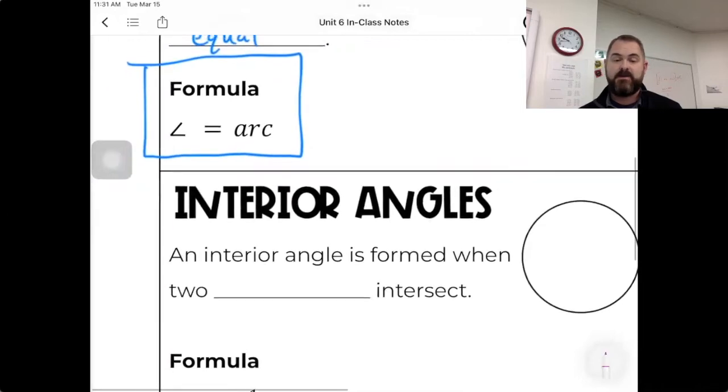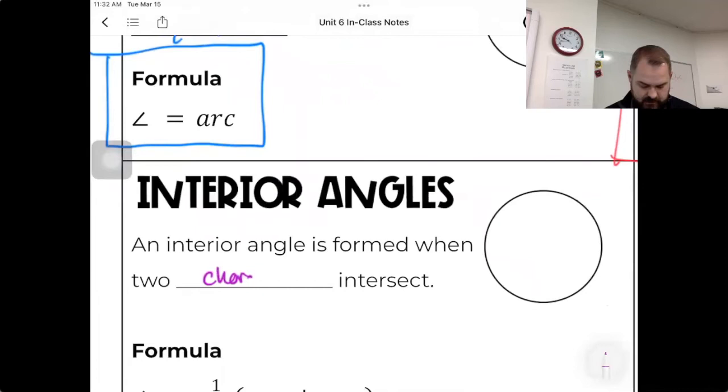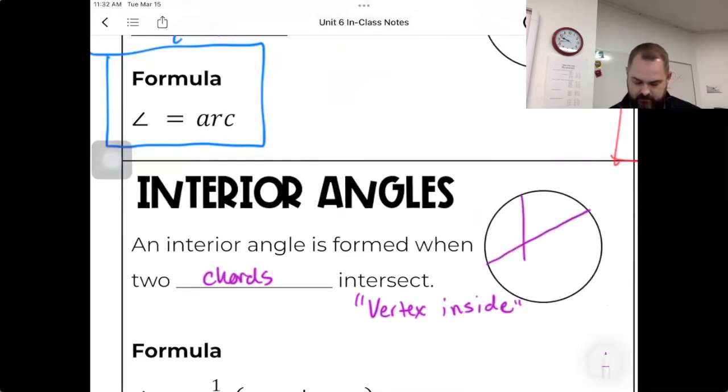If I have two chords that intersect somewhere else inside the circle, that creates what we call interior angles. So an interior angle is formed when two chords intersect, but I need you to write this down. The vertex is inside, or vertex inside the circle. So it might look like this, where these two intersect inside the circle. Now that's not the center of the circle. The center of the circle is probably right about there. So they intersect inside the circle, but not at the center.